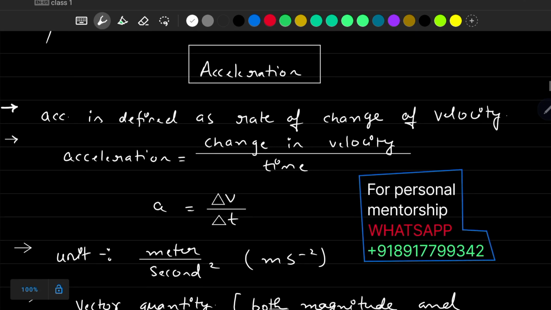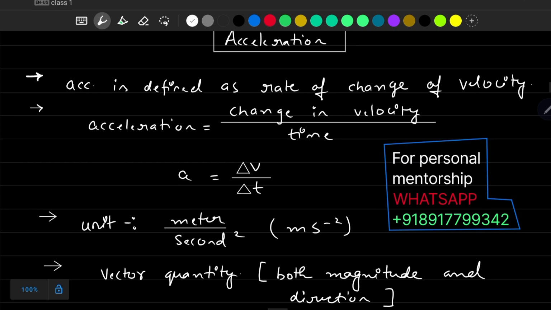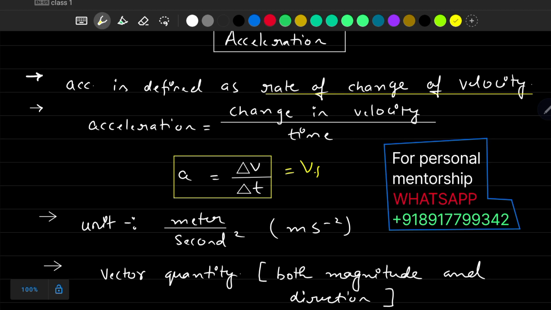So what is acceleration? Acceleration is defined as rate of change of velocity. So its formula will be change in velocity over time. We know that change we can write with the term delta V. It means V final minus initial velocity upon time.